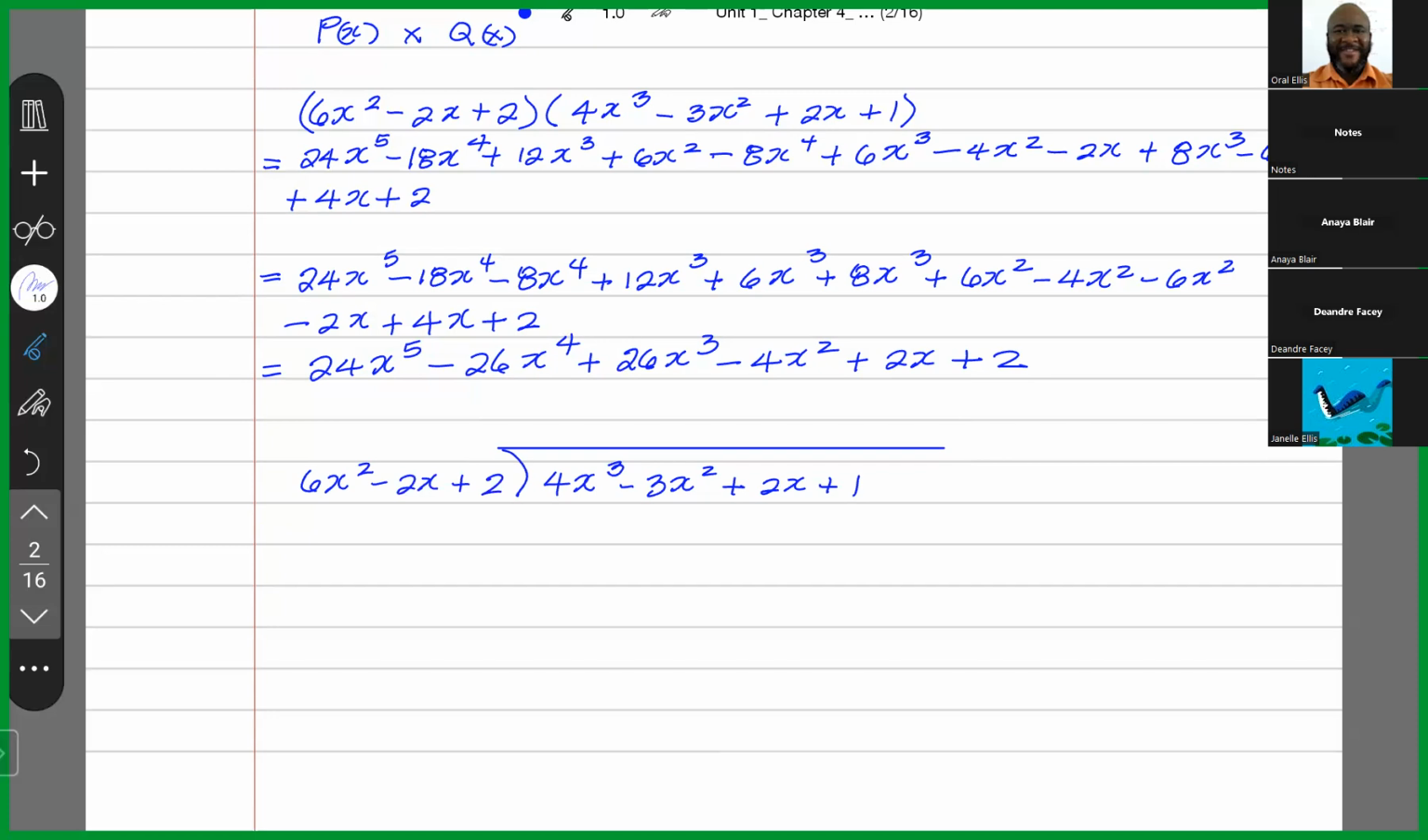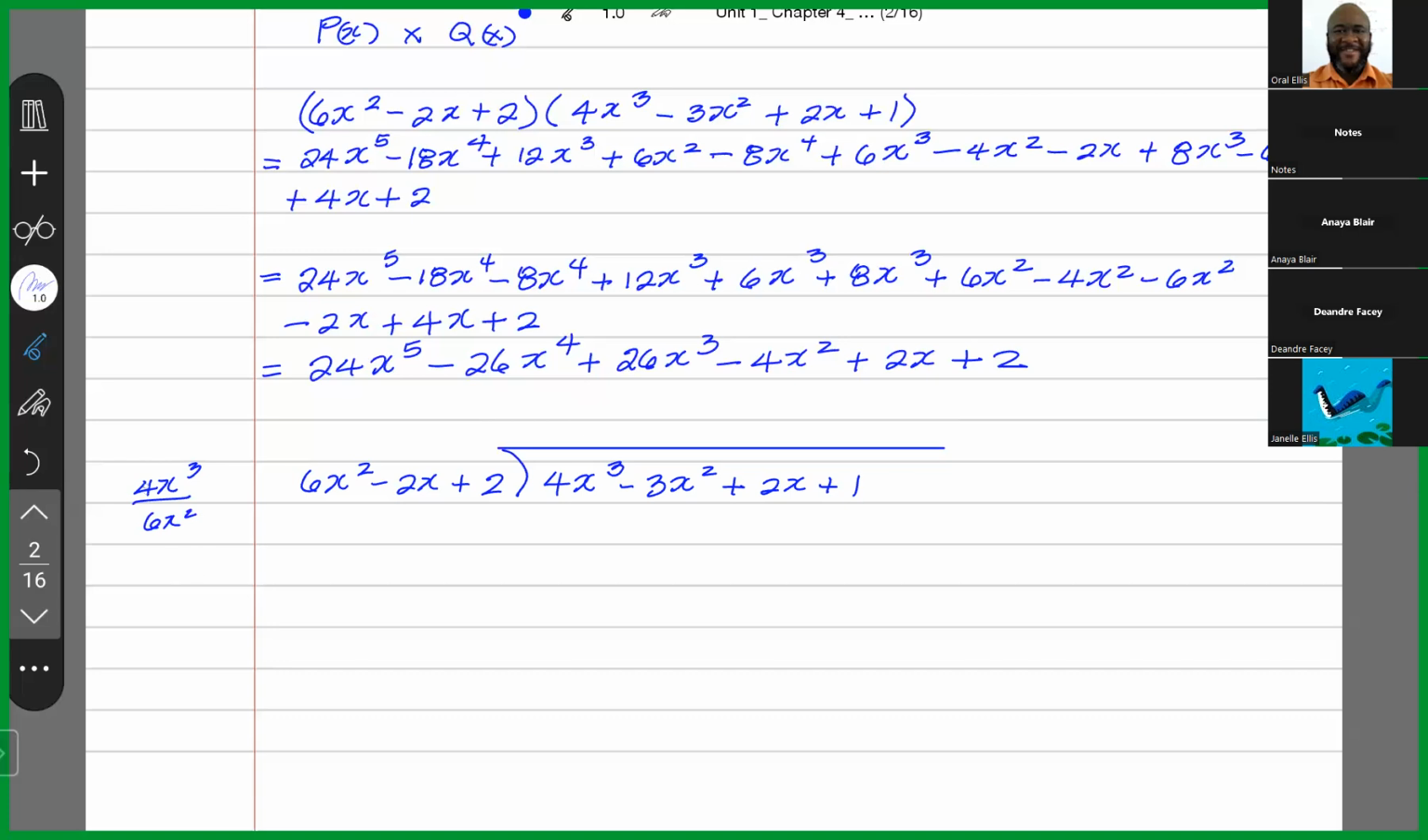Now, if you have never done this division before, it's going to be a little bit weird. The students who did add math would have done divisions like this already. So what we're going to do is divide the terms on the right, but only by the first term, which is 6x squared. So the first thing is 4x cubed divided by 6x squared.